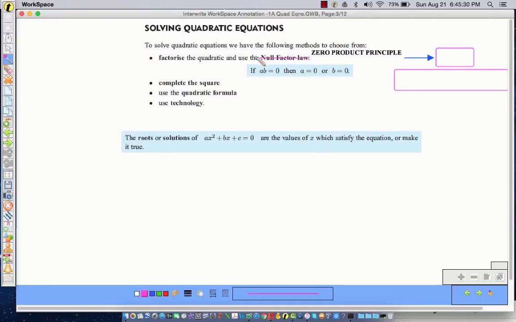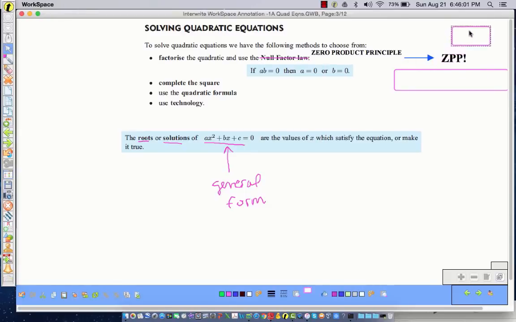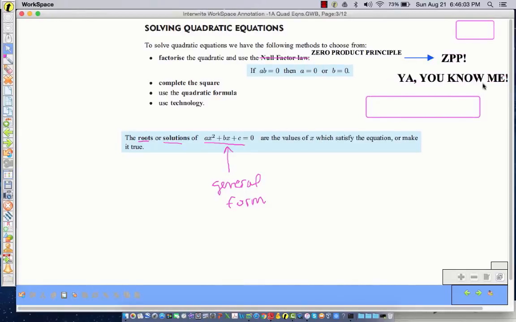Well, here we go. To solve quadratic equations, we have the following methods. We can factor, we can complete the square, use the quadratic formula, or use technology. This is very important. The roots or solutions of a quadratic, this is the general form of a quadratic equation, by the way, are the values of x which satisfy the equation or make it true. Okay, so zero product principle, ZPP, yeah, you know me.